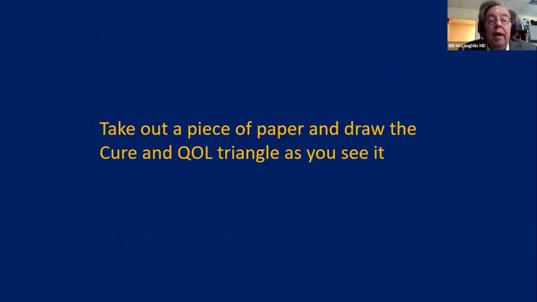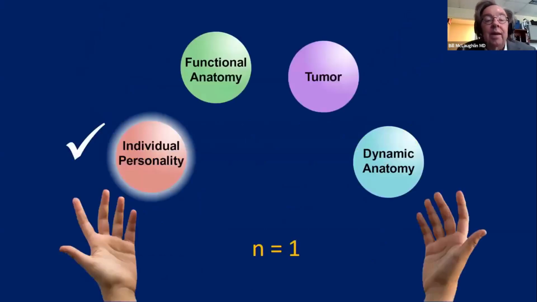So take out a piece of paper sometime and draw the cure and quality of life triangle as you see it, how you would fit them together. Because I guarantee you this is going to be in the mix in your decision. And I will try to see how you remember that. So that's individual personality. I hope I've convinced you that's a major factor.